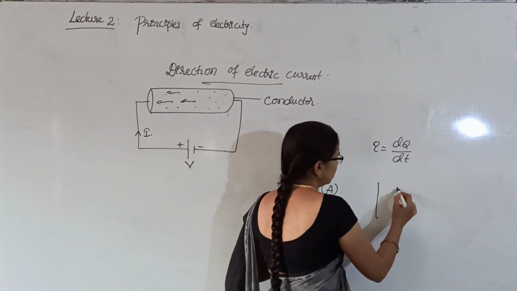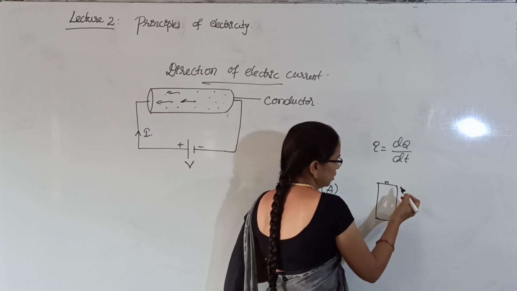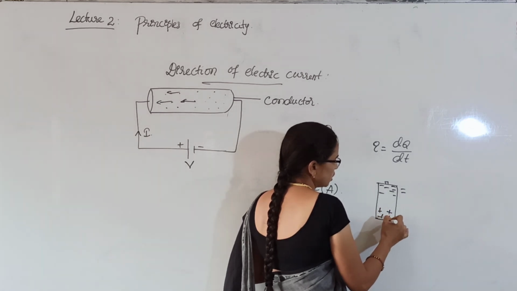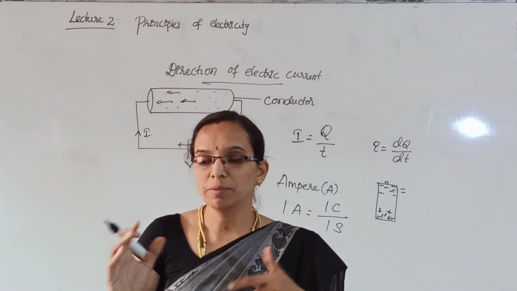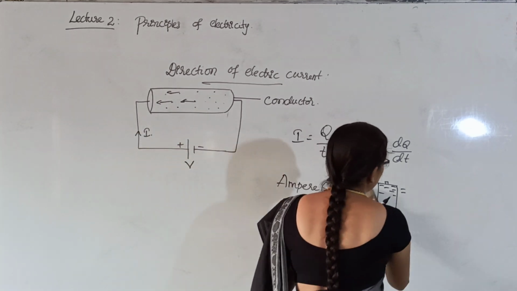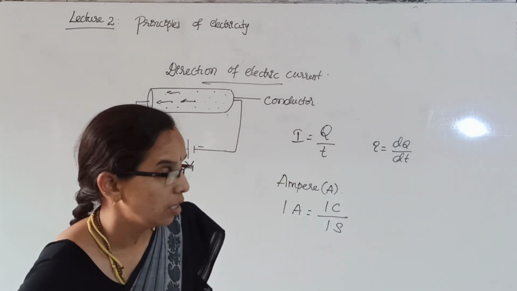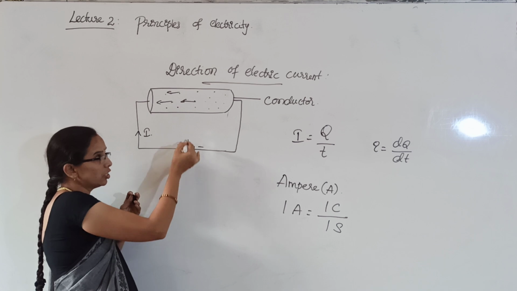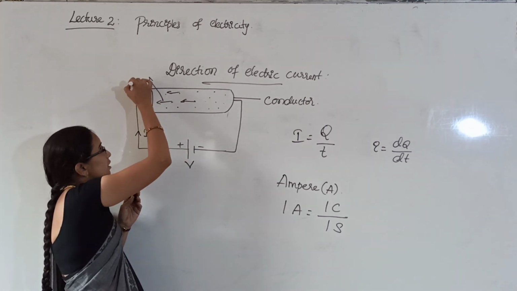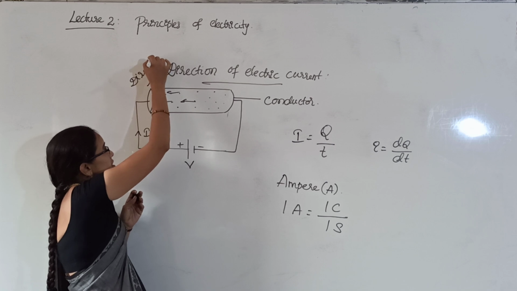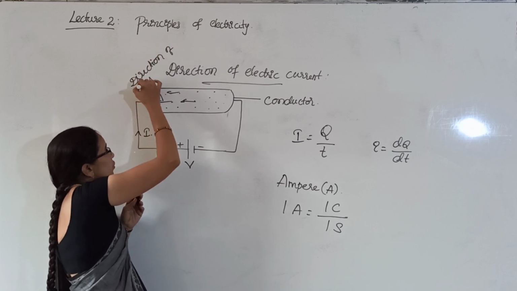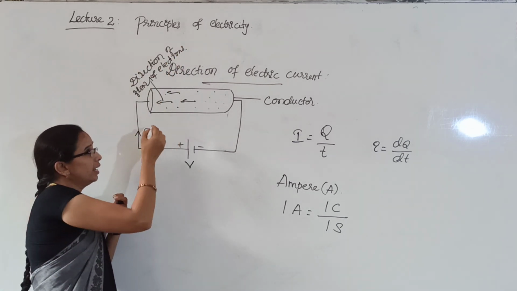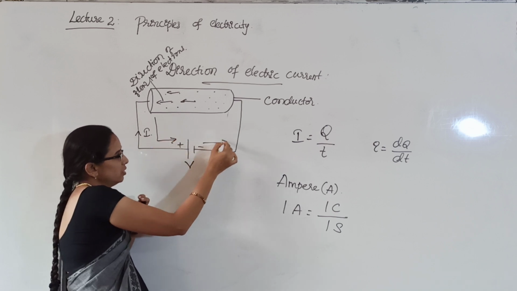A cell is like this: negative charges are accommodated here because of a chemical reaction, and positive charges are accommodated here. There will be a separation between positive and negative charges. So these electrons are attracted towards the positive terminal of the battery, and this is the direction of flow of electrons. Electrons will flow in this direction within this circuit.